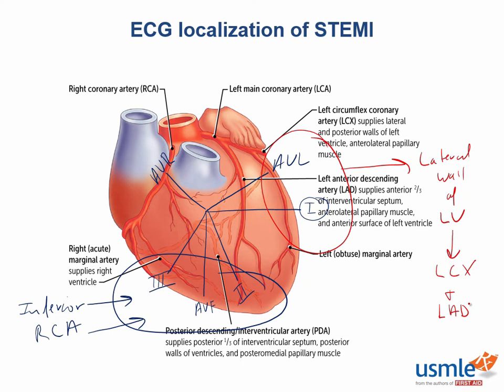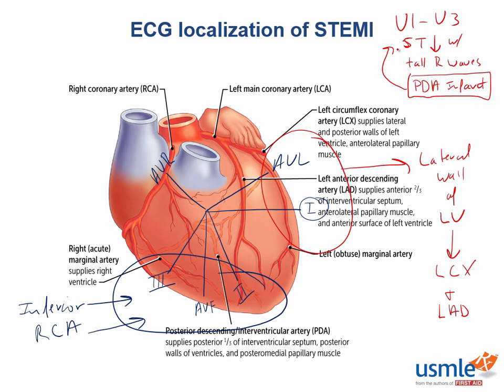Now, on a side note here, an infarct of the posterior descending artery can be seen as ST segment depressions with tall R waves in V1 through V3. There's also 3 additional leads that are sometimes placed, and these are V7, V8, and V9. And these leads are placed from the posterior axillary line to the left spinal border. And these give us a better view of the posterior side of the heart because they're on the back of the patient. And an infarct in the PDA would show up as ST elevations in these leads.